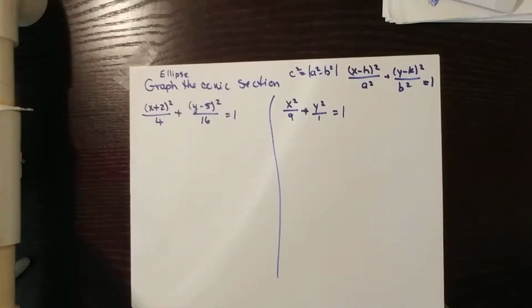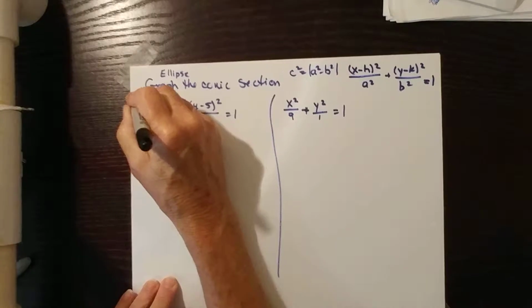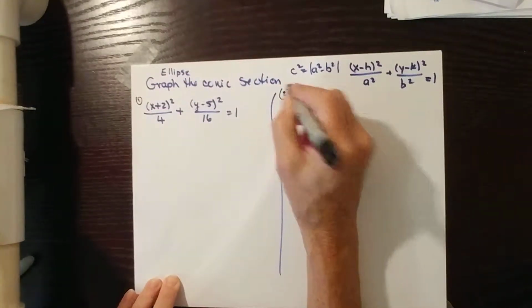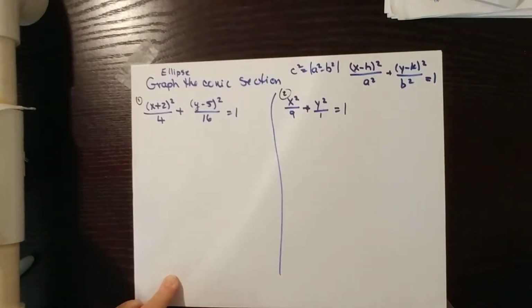Video about graphing conic sections, only these. Here's the first one over here, we'll do. Here's the second one. You can recognize both of these as being ellipses because of the form that they come to us. We know immediately that they are not parabolas because two things are being squared.